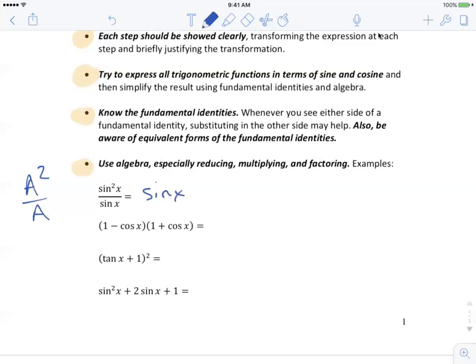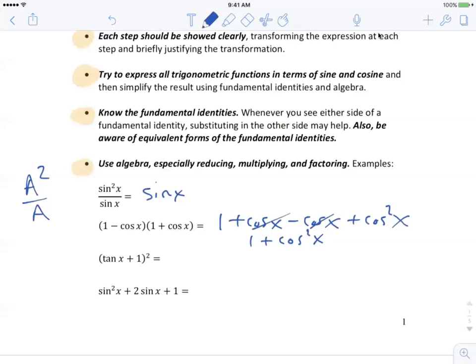Or this is the FOIL, right? 1 times 1 is 1. The outside is plus cosine. The inside is minus cosine. And then the last is cosine times cosine, cosine squared, right? And then those would just equal 0. So this is 1 plus cosine squared. Okay. So a little practice, these kinds of techniques are going to be popping up.